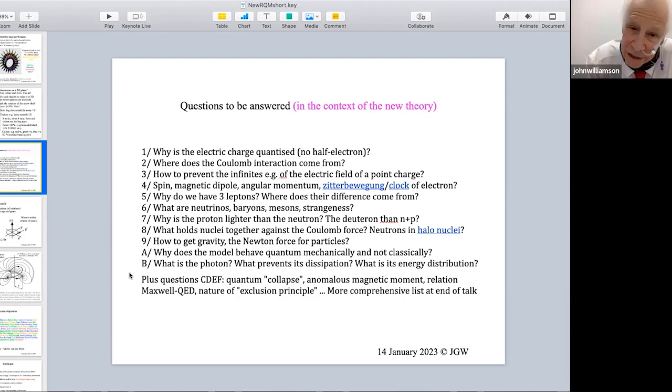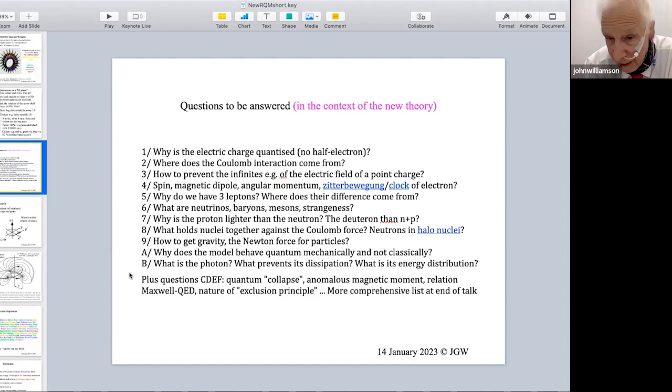But why does the model behave quantum mechanically and not classically? I think this is a wrong question too. The systems behave both quantum mechanically and classically. So I'm going to say why the model behaves both quantum mechanically and classically. And also I'll say what I think a photon is.